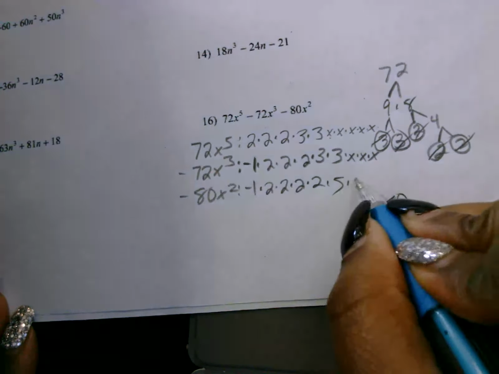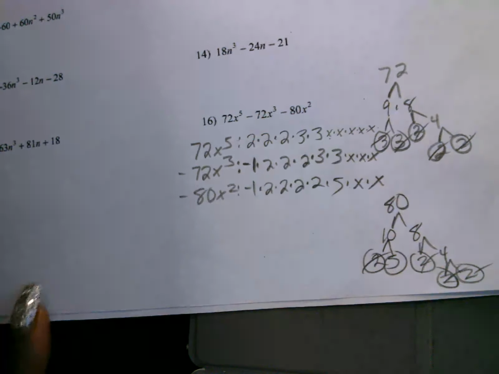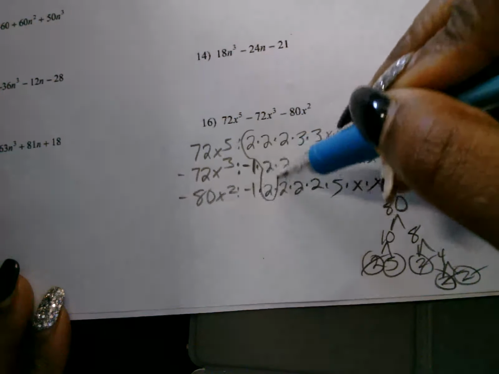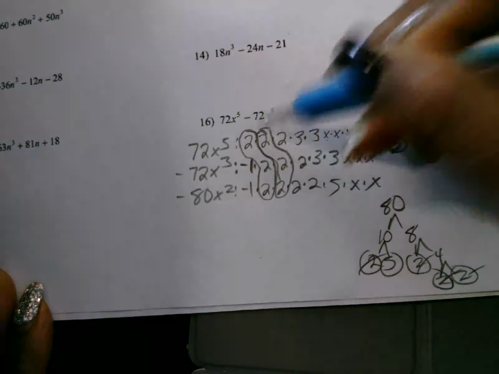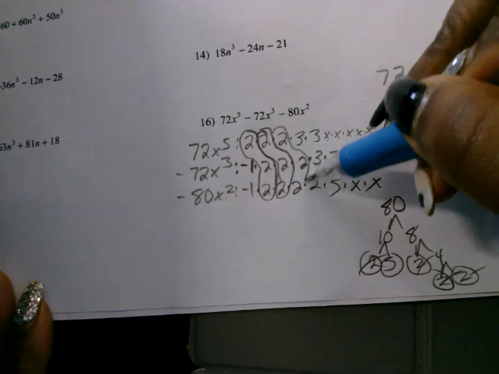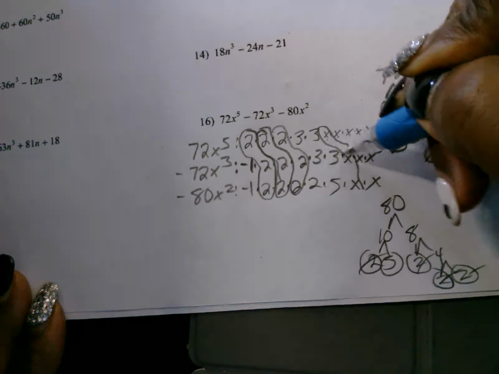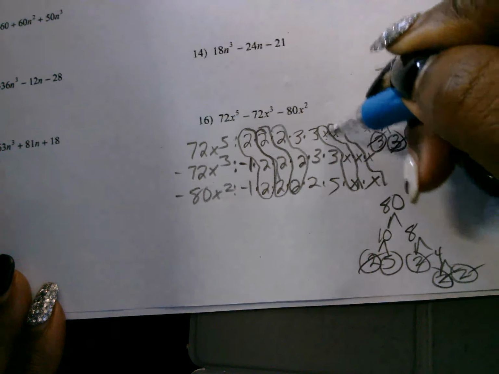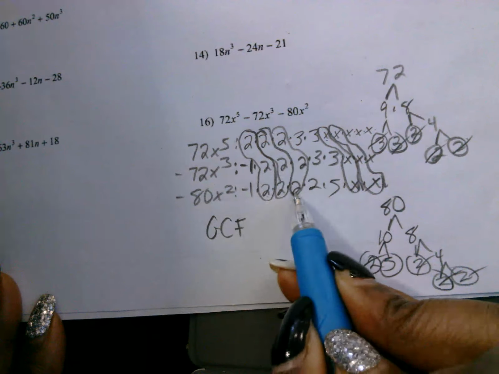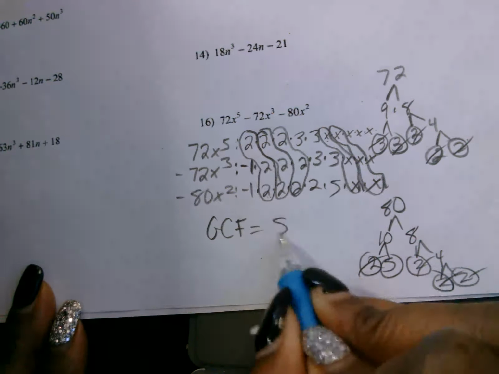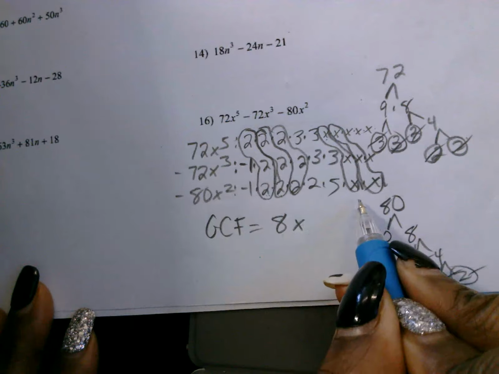How many x's? Okay, so now let's tally up what they have in common. All three of them have what in common? They all have a 2 in common. What else? They also have another 2 in common. What else? They got one more 2 in common. And then how many x's do they have? They got 1 x. Is there another one? Yes. Okay, so GCF. They got 2 times 2 times 2. What's 2 times 2 times 2? 2 times 2 is 4. 4 times 2 is 8. x to what? Second power.